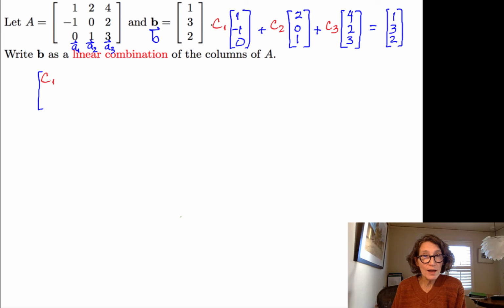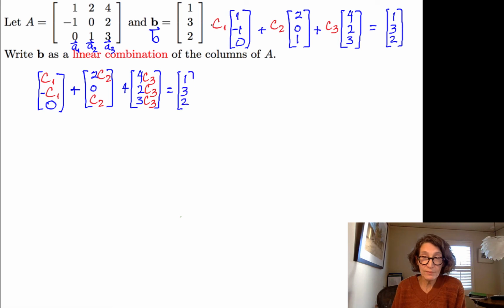So if I go ahead and multiply the first vector by C1, I get C1, negative C1, 0. And then the second vector becomes 2C2, 0, C2. The third vector is 4C3, 2C3, 3C3, and that's all equal to B.